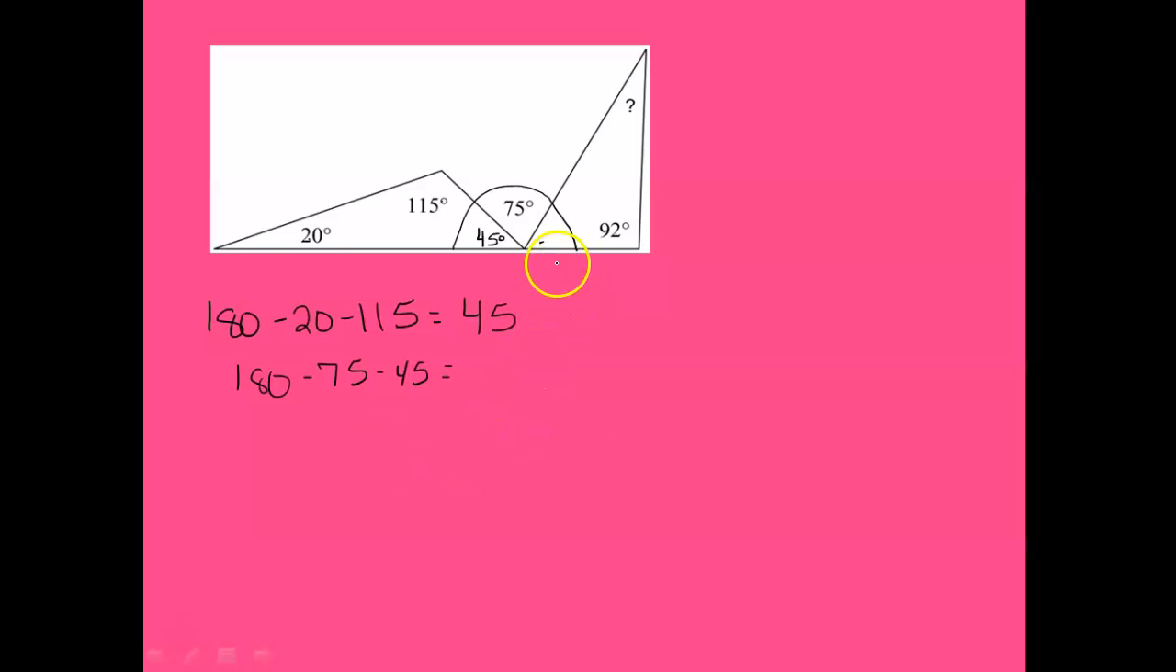And that's 60. All right, so now I have enough information to fill in this missing angle because, again, here's another triangle. So this angle plus this angle plus this angle equals 180. So I know 180 minus 92 minus 60 equals 28. So I know this angle, the missing angle, is 28 degrees.